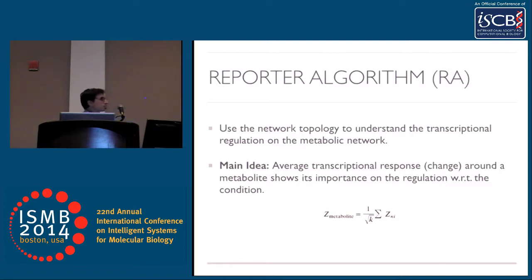So as you see in the formula over here, the Z_NI is assigned to a neighboring reaction. It's the z-score of a transcription change of the reaction around this metabolite. So it basically averages out all the statistical changes around the metabolite and assigns a z-score to this metabolite.